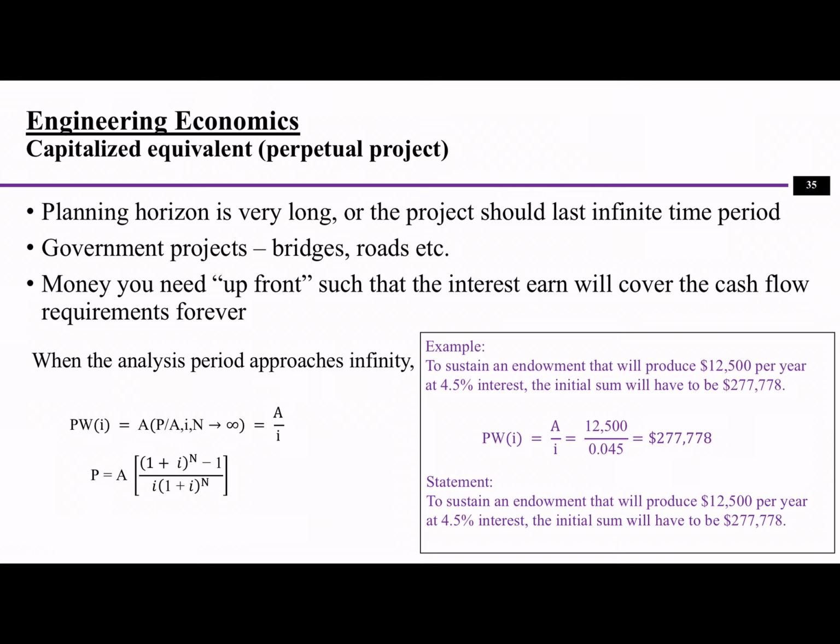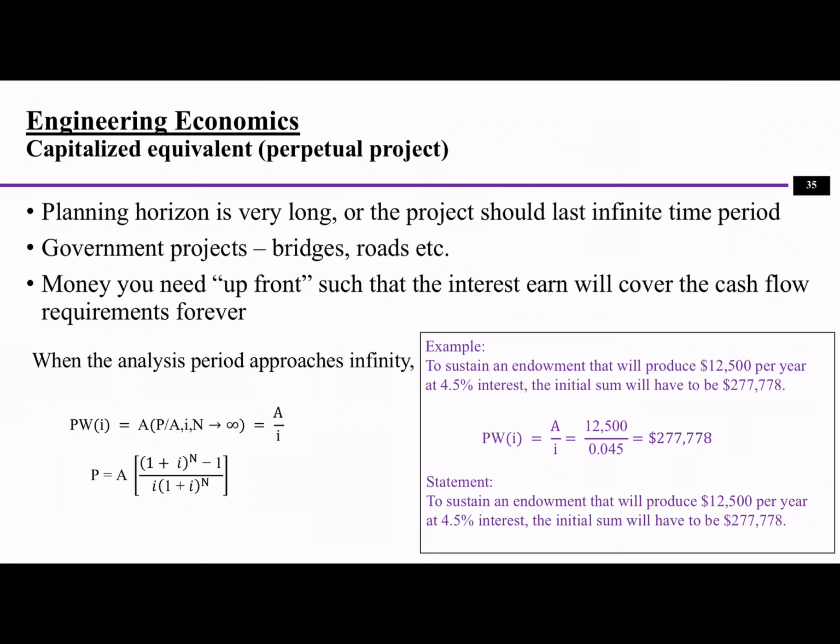All right, let's use one example to look at this. This example shows that to sustain an endowment that will produce $12,500 per year at 4.5% interest, the initial sum will have to be this number of dollars. But why is that? We use this equation, right?